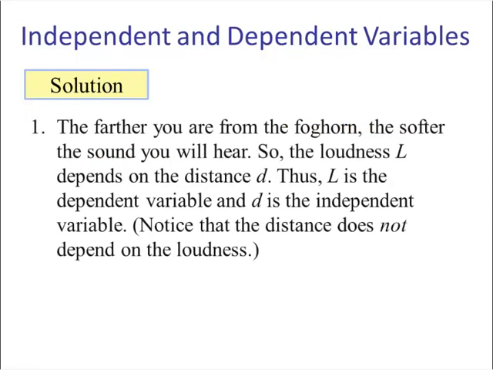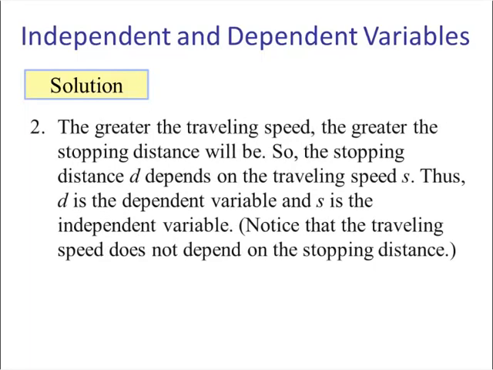For number 1, the further you're away from the foghorn, the softer the sound you will hear. So the loudness L depends upon the distance d. Thus L is the dependent variable and d is the independent. Now notice that distance does not depend on loudness. Number 2, the greater the traveling speed, the greater the stopping distance will be. So stopping distance d depends upon the traveling speed s. Thus d is the dependent variable and s is the independent. Notice that traveling speed does not depend on stopping distance.